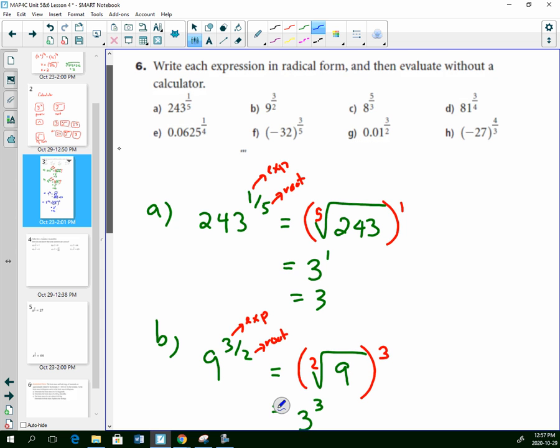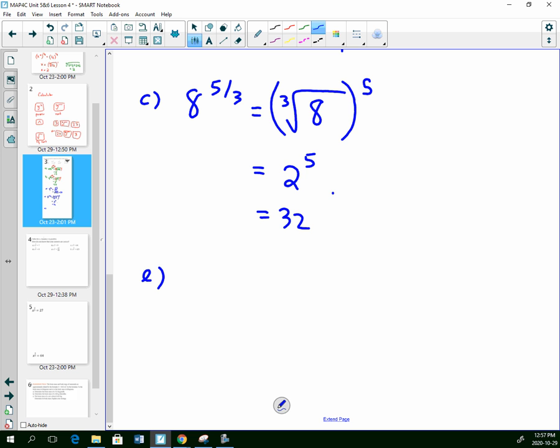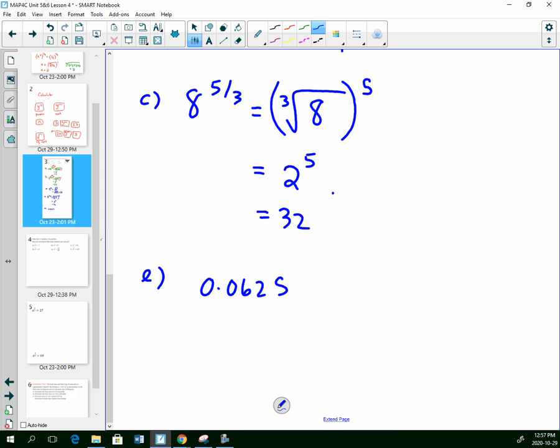Okay, some things to be careful of is e. So we have a decimal. Let's see, 0.0625 to the quarter. Not that hard if you just use your calculator, right? I could just put that number in there. I'm taking the fourth root. So the fourth root of 0.0625, do it as a decimal, that's 0.5.